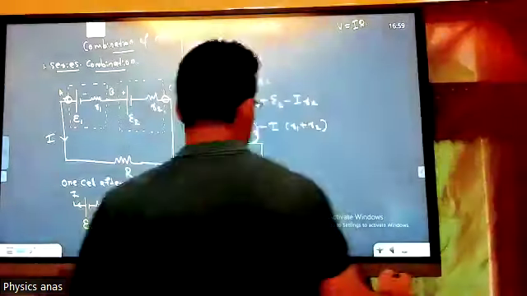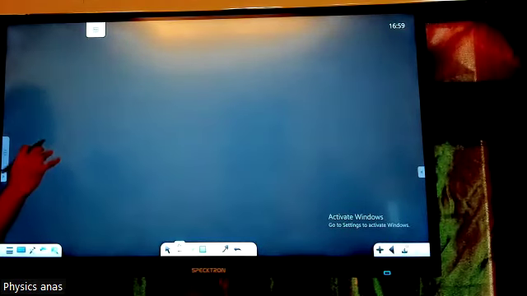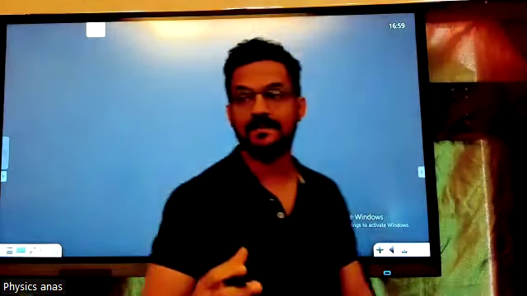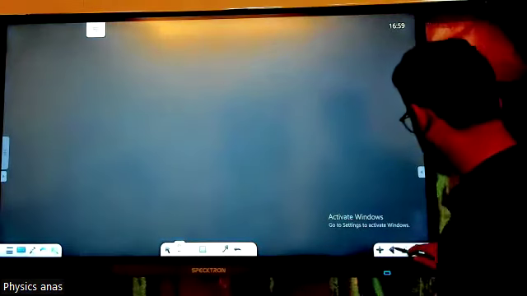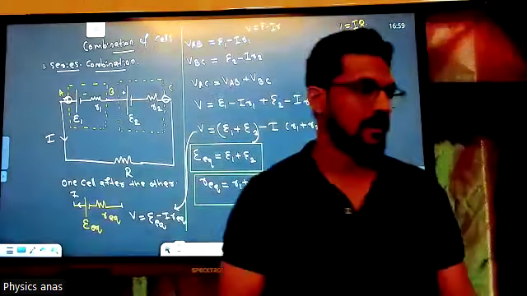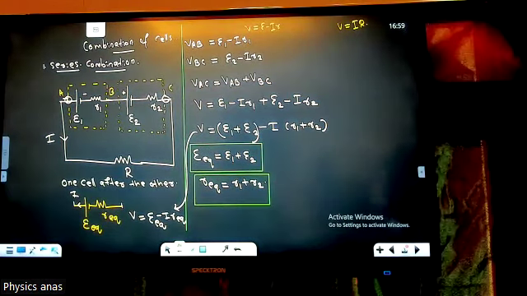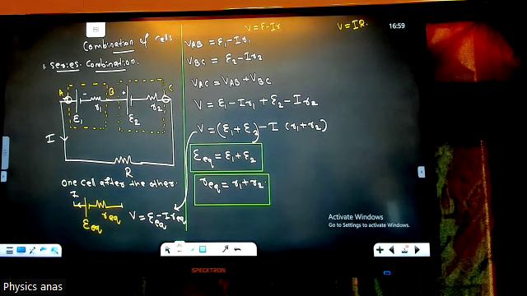Okay, like check the ceiling. After this, look at it. If there is n number of cells, n number of equivalent, did you complete? Right. If there is n number of cells, what will be equivalent EMF and equivalent internal resistance?